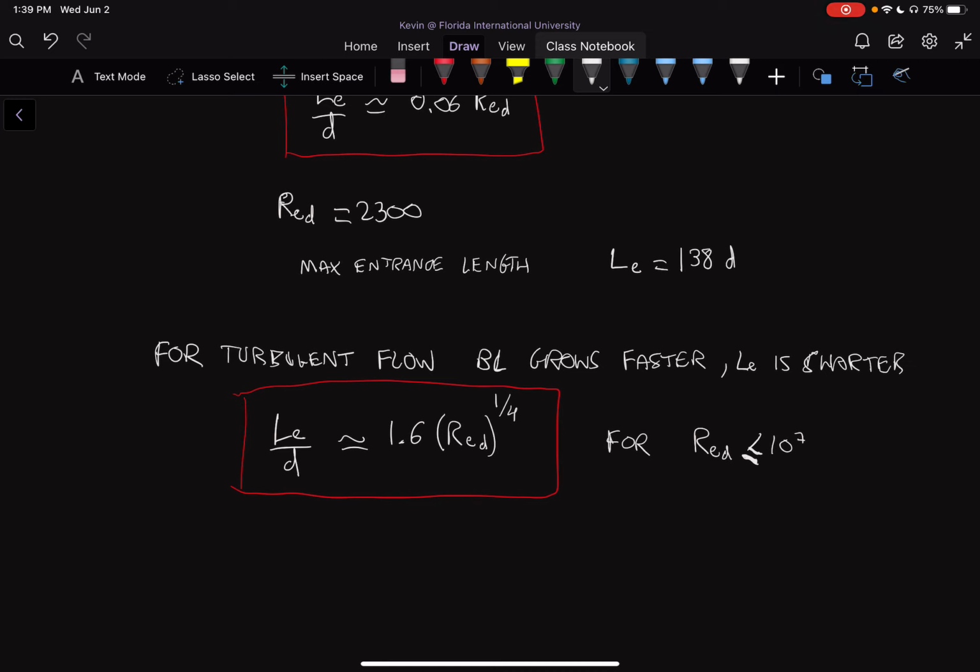Okay, so we're going to take a break here, and we're going to come back in video 2 to discuss head loss and the friction factor applied to pipe flow, and then we'll go into fully developed laminar flow and looking at an analysis of fully developed laminar flow with some examples.